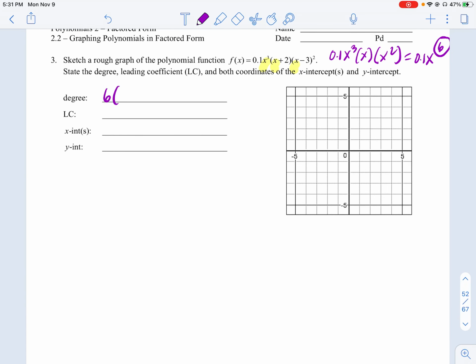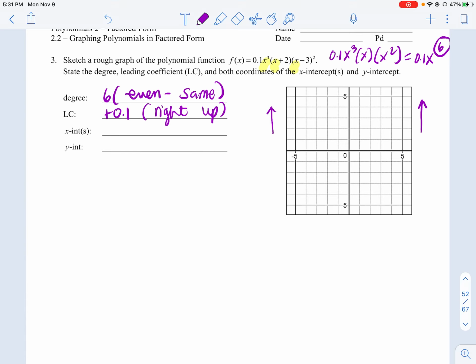Finally, our degree is an even number. So this is even. That means they go in the same direction. And my leading coefficient is positive 0.1. So on the right side, it's going to be up. And because they have to be in the same direction, my left is also up.